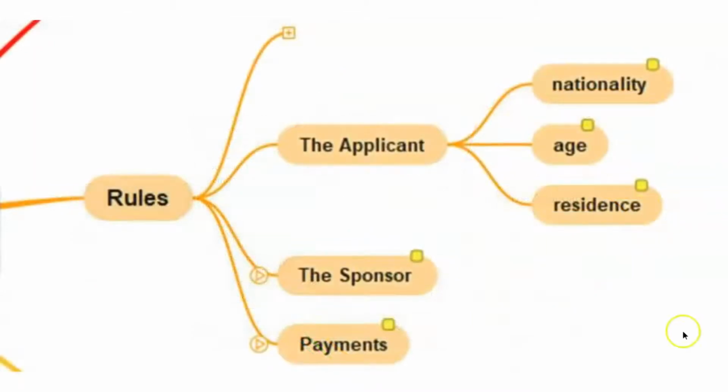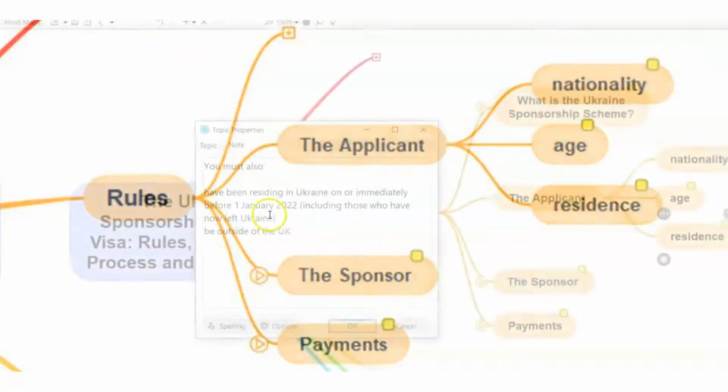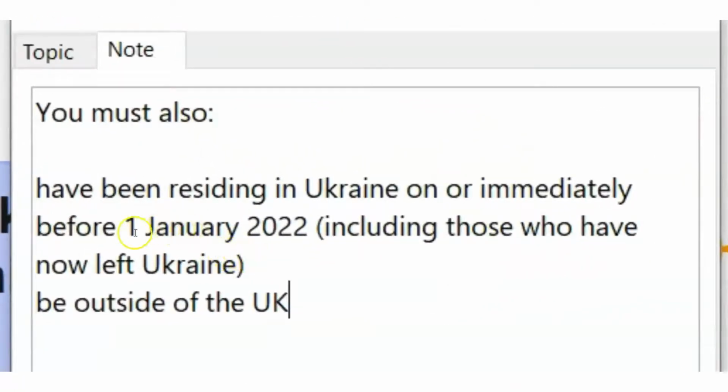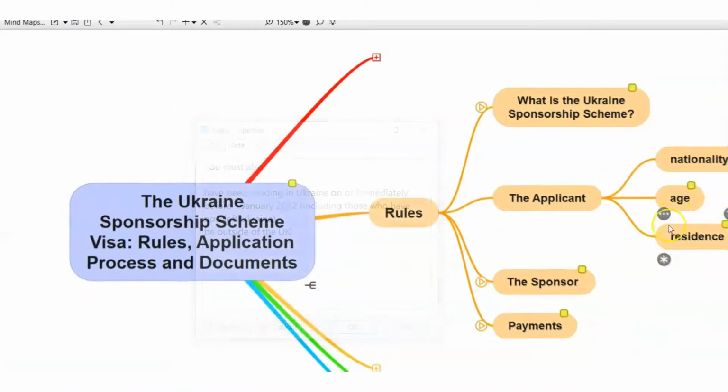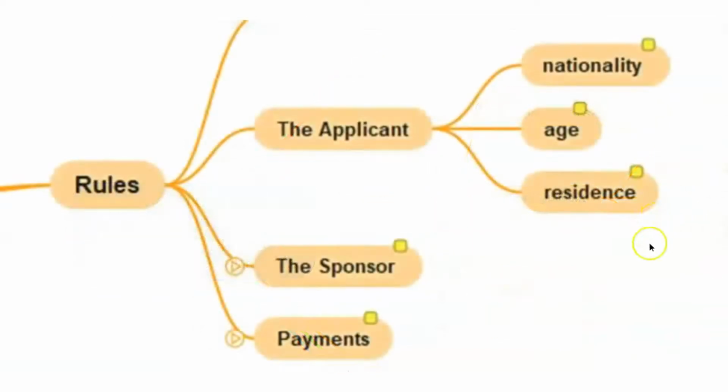The applicants will have to be over the age of 18, and if they are under the age of 18, unfortunately, they will only be allowed to enter the country if they're traveling together with their parents. And with regards to the residency rules, they will need to prove that they have been residing in Ukraine on or before 1st of January 2022. And just to draw your attention here, you can apply from any country in the world as long as you can prove that you have been residing in Ukraine before that time.